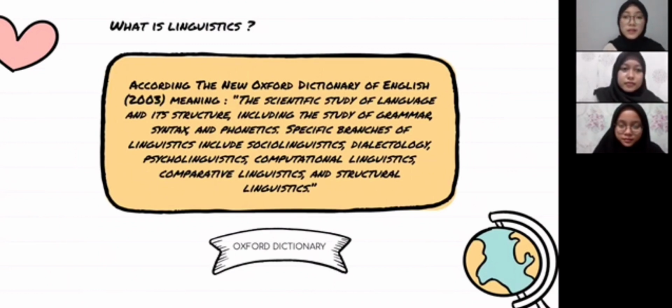According to the New Oxford Dictionary of English 2003, linguistics means the scientific study of language and its structure, including the study of grammar, syntax, and phonetics. Specific branches of linguistics include sociolinguistics, dialectology, psycholinguistics, computational linguistics, comparative linguistics, and structural linguistics. Wow, that's really a long definition, right?